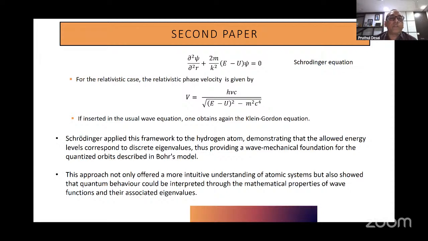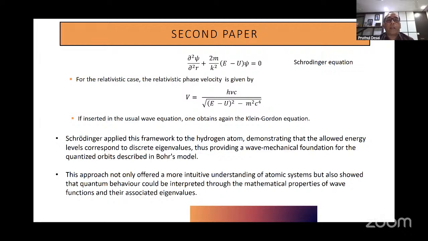Now, if you look at the relativistic case, then we know the equation for a relativistic particle, and in that case the phase velocity will be given by this. You substitute it in this equation, and once again you get the Klein-Gordon equation. So, in my opinion, the second paper is physically more appealing in the sense that he shows why he is connecting these two, and why there is a need for a separate wave equation to describe wave particle duality.